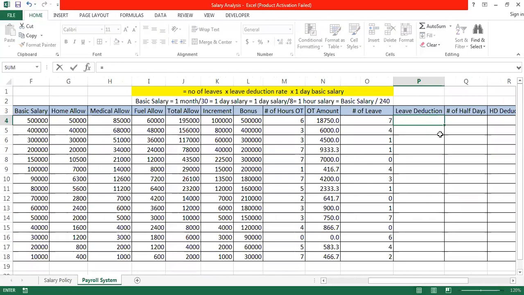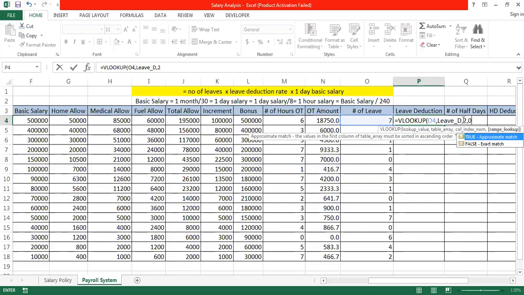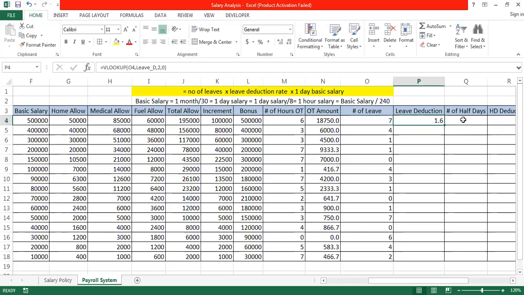So is equals to, we look up what we want to look up. We want to look up number of leaves in the leave deduction group name data set. And in the leave reduction data set, the first column index number is for number of leaves, and the second is the leave deduction rate. So I want to fetch leave deduction rates, so I'm going to select column number 2, then exactly match, and then bracket close. So you can see here I have my leave reduction rate.